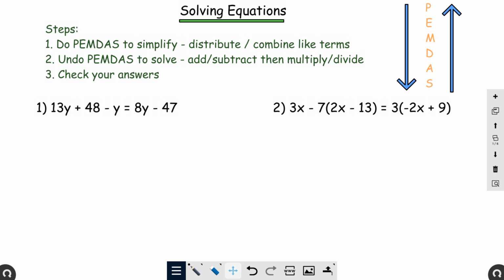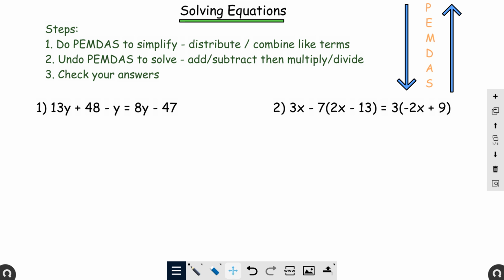All right, day one, back to solving equations. You guys probably remember how to do this, but just in case, we're going to go through it step by step. So, step one is we do PEMDAS to simplify. What does PEMDAS stand for? Very good. Parentheses, then exponents.